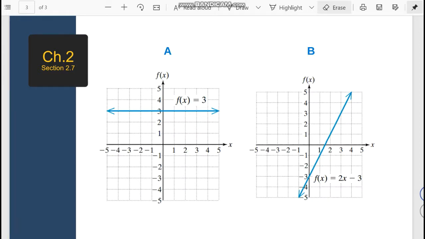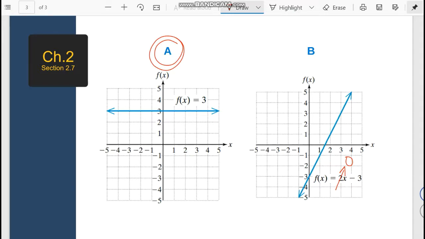Actually, the constant function is A. This is the constant function. But you're not completely wrong, because the constant function can be a special case of B when you have the slope equals to 0. Both functions are linear functions actually, because both functions are represented by a straight line.